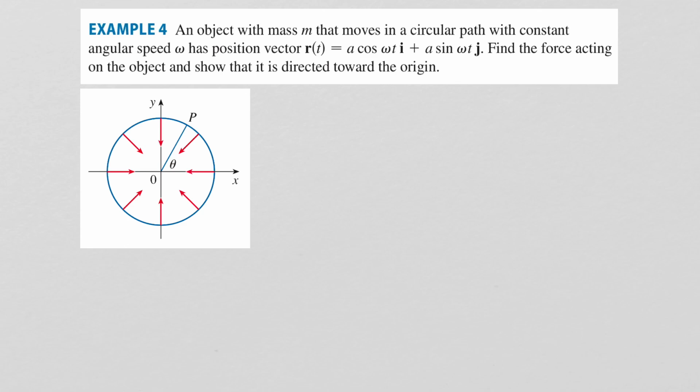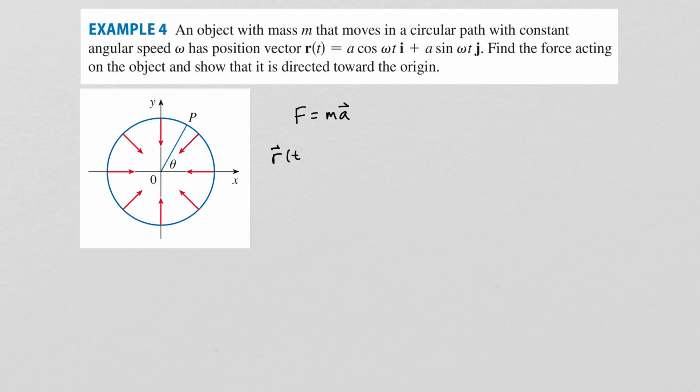Next, let's consider an object with mass m that moves in a circular path, so it's moving around like this, with a constant angular speed omega. And it has a position vector equal to a cosine omega t times i plus a sine omega t times j. We want to find the force acting on this object and show that it is directed towards the origin. So let's remember that force is equal to mass times acceleration. And in this case, it's going to be mass times the acceleration vector function. So we need to find a of t.